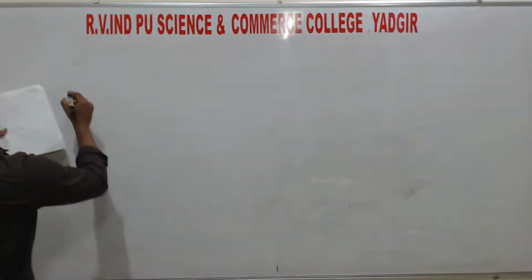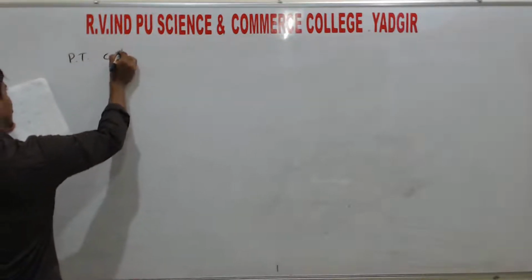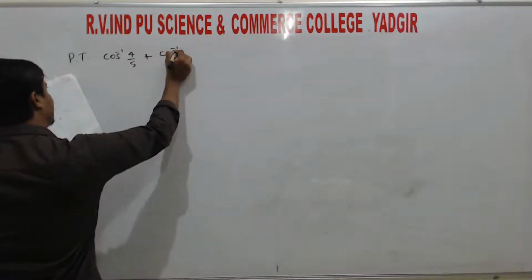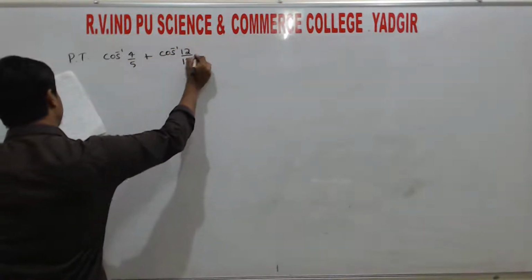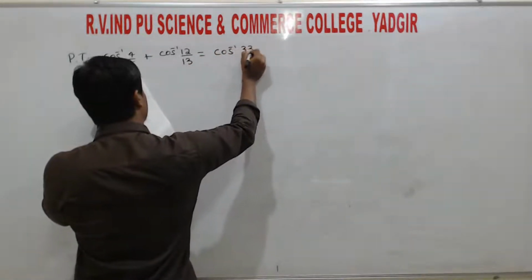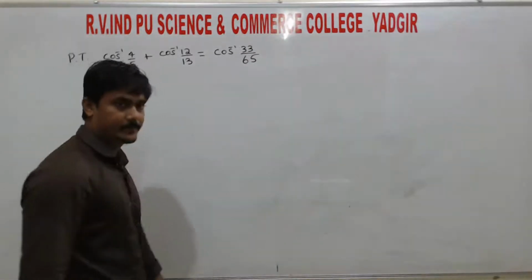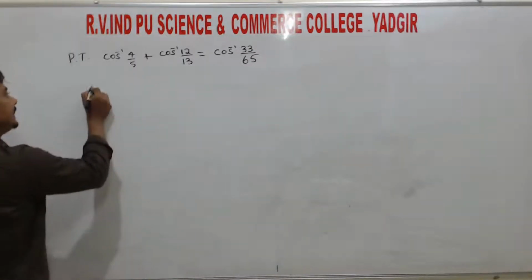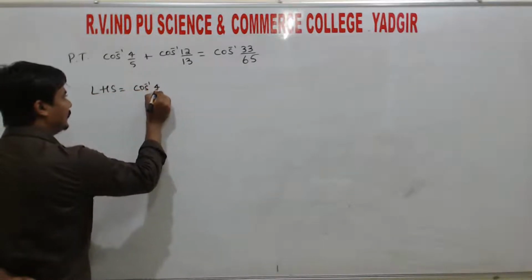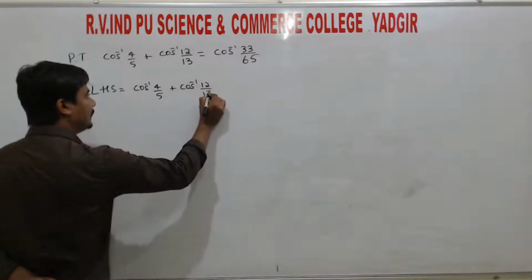Okay. So prove that cos inverse of 4 by 5 plus cos inverse of 12 by 13 is equal to cos inverse of 33 divided by 65. This is the question. Okay. I will take the left hand side here. Cos inverse 4 by 5 plus cos inverse 12 by 13.